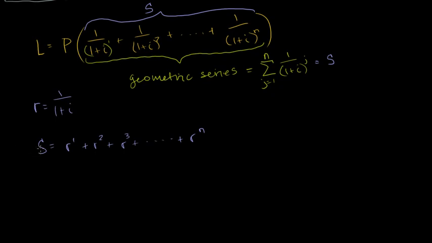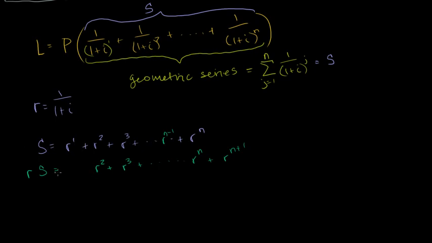Let's multiply s times r. So r times s is going to be equal to what? If you multiply each of these terms by r, you multiply r to the first times r, you get r squared. You multiply r squared times r, you get r to the third. And then you keep doing that all the way. There's an r to the n minus 1 here. You multiply that times r, you get r to the n. And then you multiply r to the n times r, you get plus r to the n plus 1. All of these terms are multiplied by r, and I just put them under the same exponent.